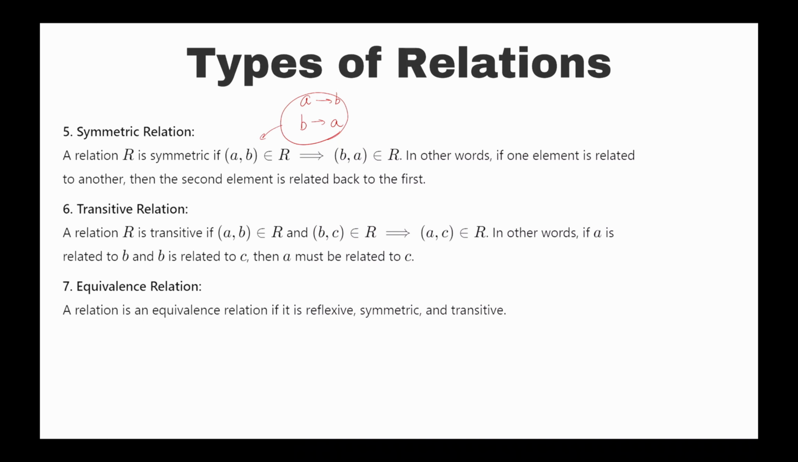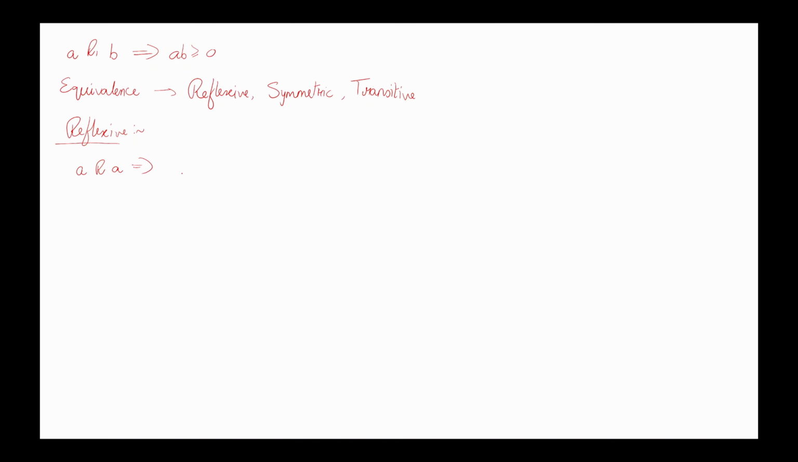So for equivalence, what were my conditions? For an equivalence relation, it should be reflexive, it should be symmetric, as well as it should be transitive. It should be all three. If it is all three, then I can say it is an equivalence relation. So let me check for the reflexive condition. What used to be the reflexive condition? That each element should be related to itself. If I have A related to A, then this would become A times A greater than or equal to 0. A squared, would this always be greater than or equal to 0?